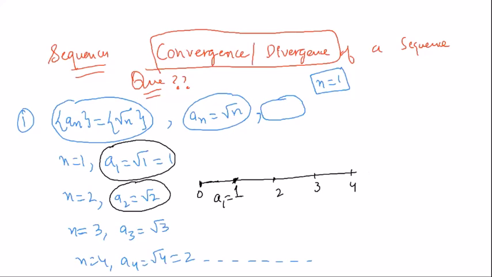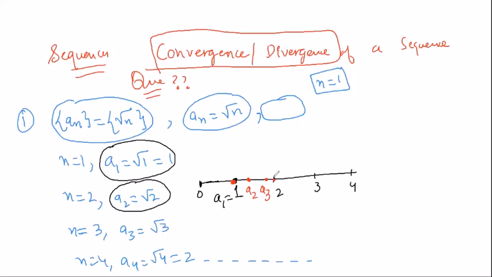So this is my first term, right? Let's mark it with another pen. This is my first term. Where is the second term? Root 2. Root 2 is 1.414. So it will be somewhere here, right? I'm teaching you to mark very roughly, because actually we will identify it in some other way, but this is for understanding convergence and divergence. And then a3 is root 3, which is 1.732, so it will be roughly here, right?